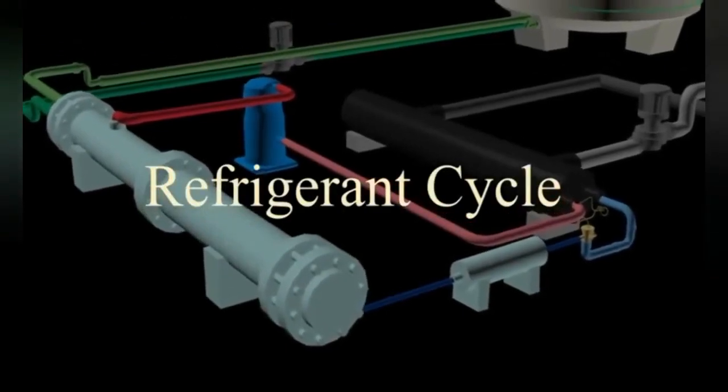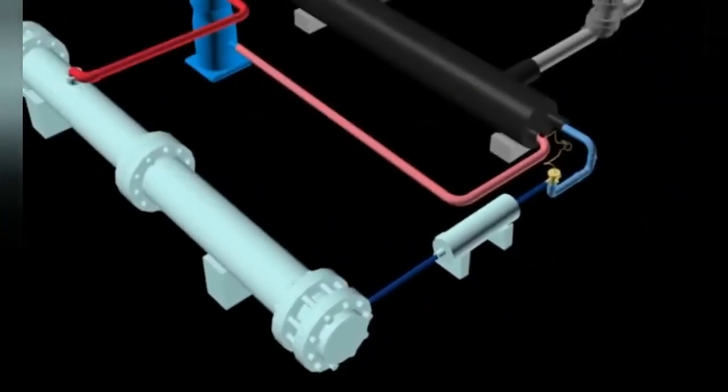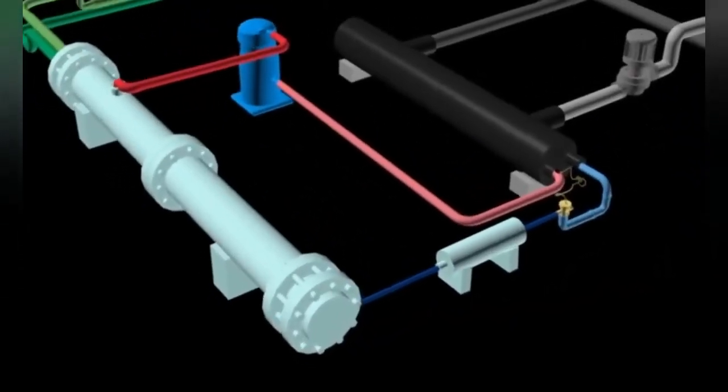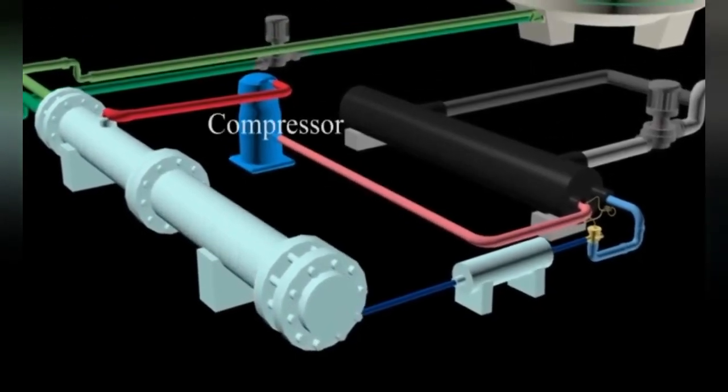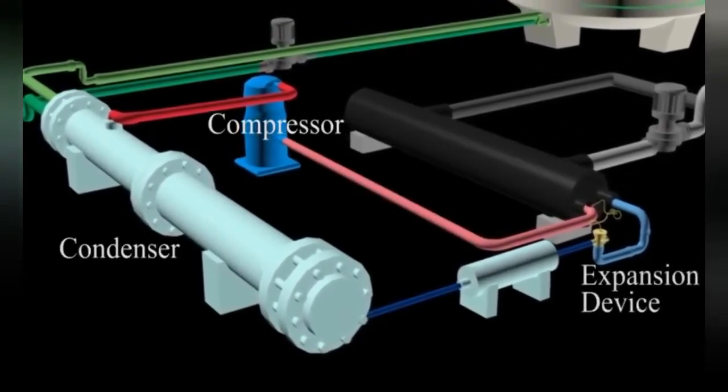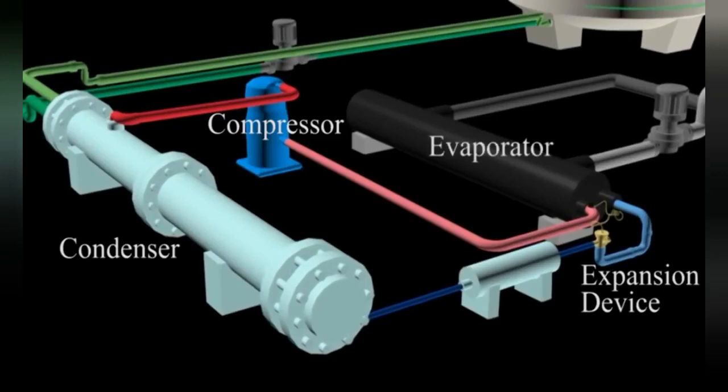Refrigerant cycle. The refrigerant cycle consists of four basic components, which are compressor, condenser, expansion device and evaporator. An additional component called filter dryer is also included in the system.